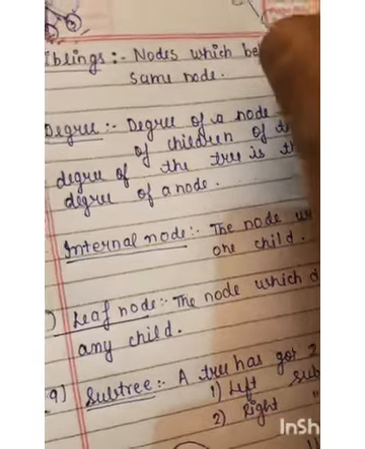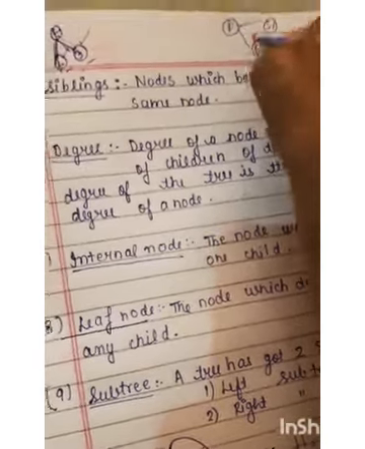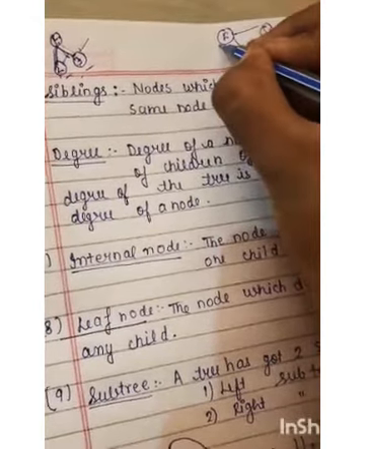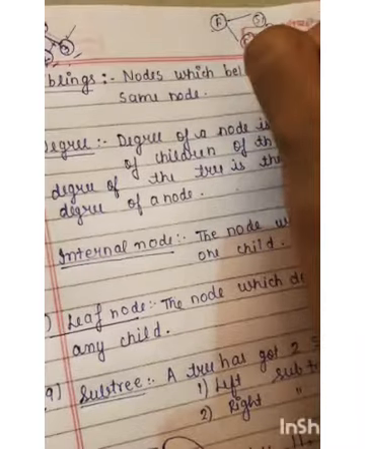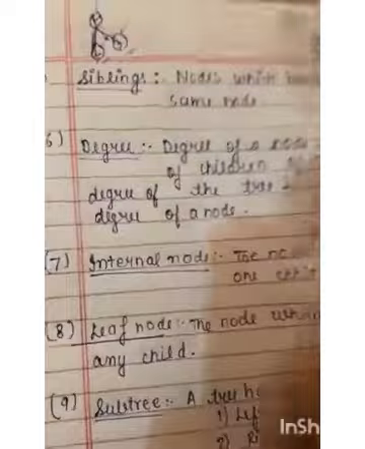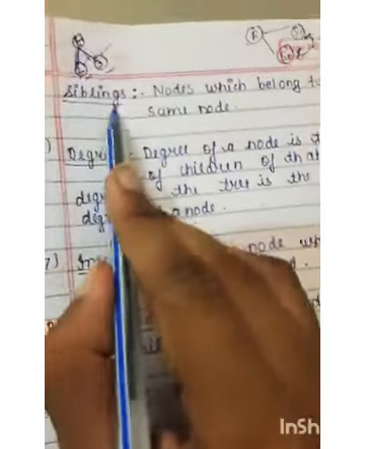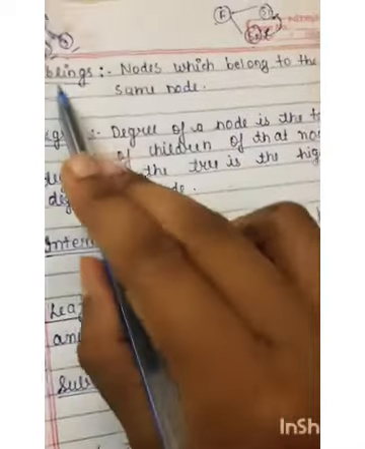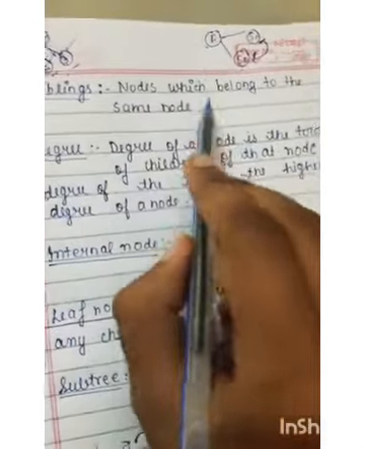S1 and S2. S2 says he is my father. S1 also says he is my father. What does it logically mean? That S1 and S2 are brothers, which means they are siblings. The same goes here. Siblings mean nodes which belong to the same node. That is called sibling.